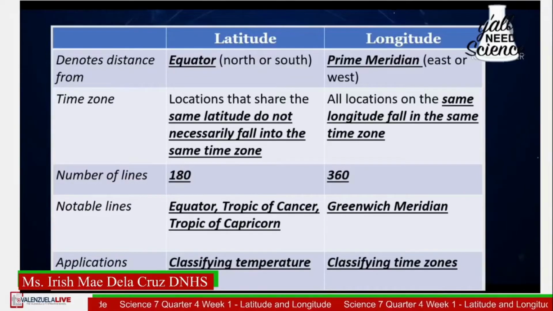For the number of lines, for latitude, it has 180 lines, while for longitude, it has 360 lines. The notable lines for latitude are the equator, the Tropic of Cancer, the Tropic of Capricorn, while for the longitude, we have the Greenwich Meridian. And the applications. For latitude, it classifies the temperature zones, while the longitude, it classifies the time zones.